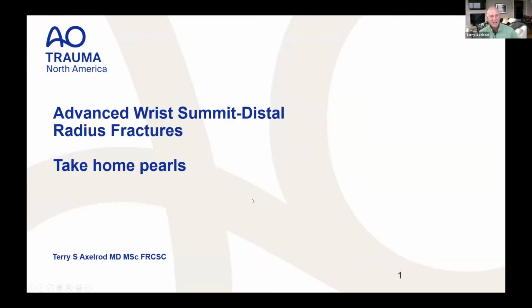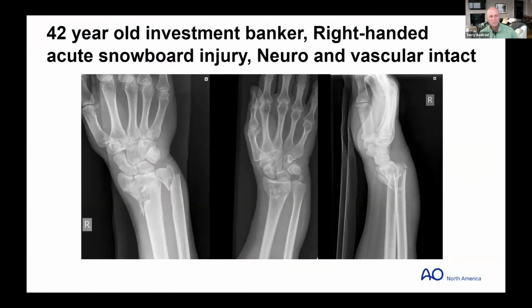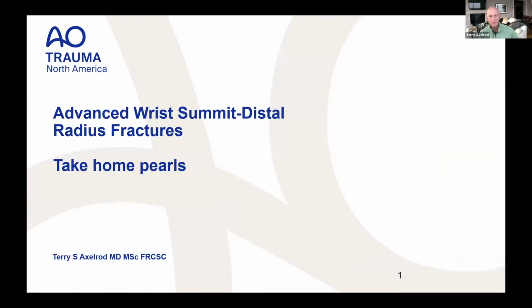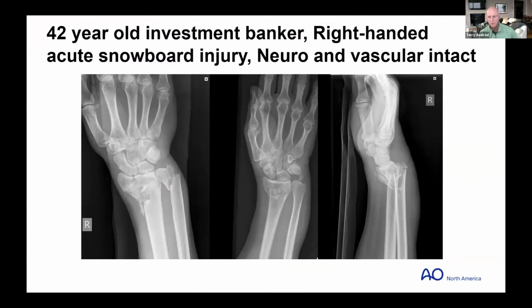Okay, so the session that we led off with at the very beginning of the Advanced Wrist Summit was on distal radius fractures. And I had great faculty, and we chose to speak on 4 main concepts. I'm going to use this one case to illustrate some of those concepts, and then just to summarize. So this is a 42-year-old investment banker who's right-handed, a bit of a high stakes player type of a guy, has a snowboarding injury when boarding in the mountains, and has this injury.